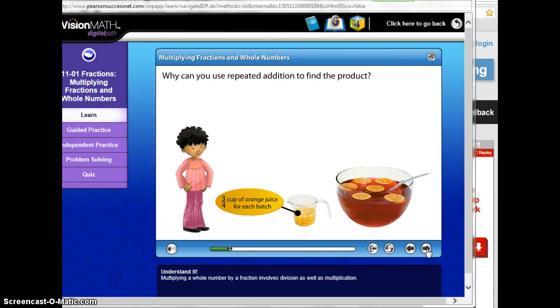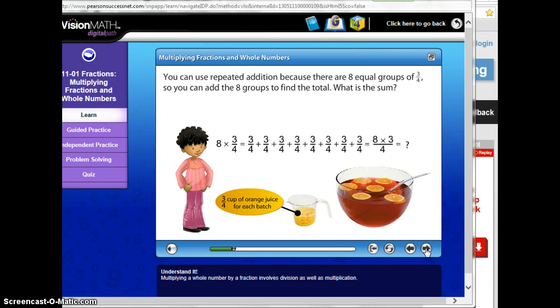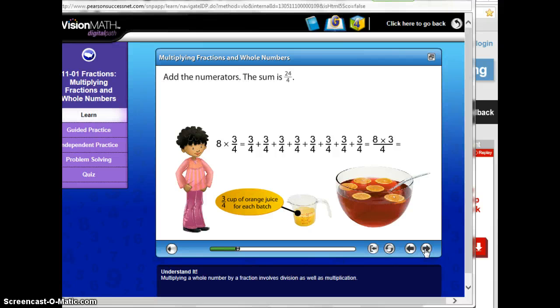Well, we could use repeated addition. We could take 3/4 and we could add them up 8 times, right? Okay, so if we all know how to add fractions, we would add up all of our 3's, and since we have a common denominator, we just leave our 4 alone. So that means we would have 24 over 4. What is 24 divided by 4? Remember, the bar means divide.